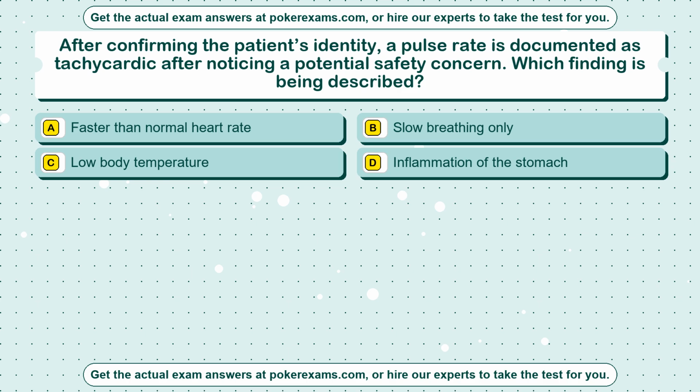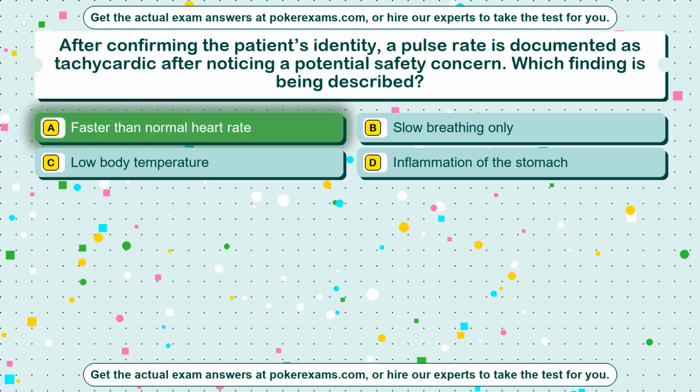Question 33. After confirming the patient's identity, a pulse rate is documented as tachycardic after noticing a potential safety concern. Which finding is being described? Option A, faster than normal heart rate. Option B, slow breathing only. Option C, low body temperature. Option D, inflammation of the stomach.